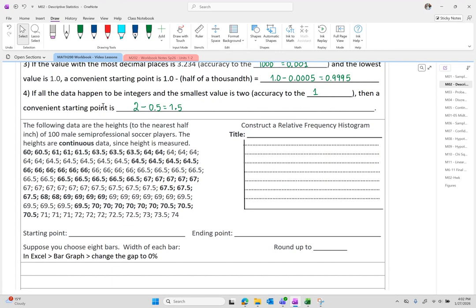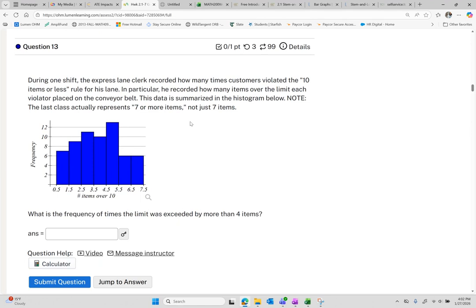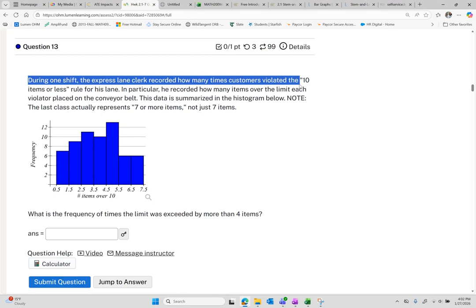And before we go to the next example in our notes, which we also will do in Excel, I want to go at our homework. And in Unit 2, question 13 in the homework, 2.1-7. So in homework for Unit 2, question 13 has this graph. And the story is that during one shift, the express lane clerk recorded how many times customers violated the sign.